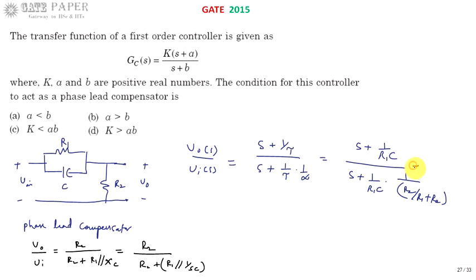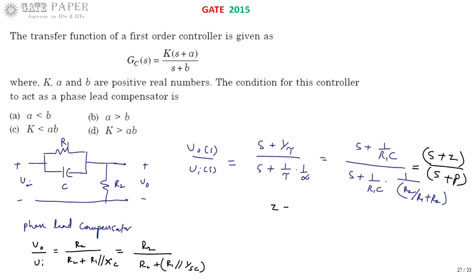Now if you observe this, try to represent it in pole zero form. How many poles and how many zeros are there? S plus something in the numerator is stated as the zero, so we can write it as S plus Z. There is one zero present, so I am writing directly Z. And there is one pole. The pole value is 1 by R1C into (R1 plus R2) by R2. So this is a transfer function consisting of a single pole and a single zero.